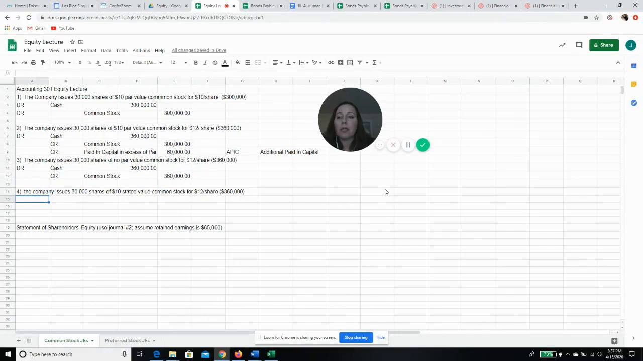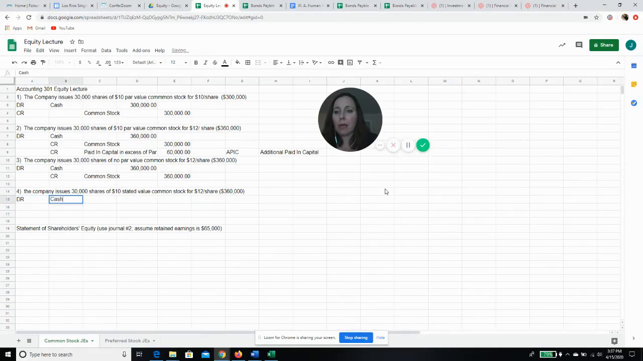The final entry, the company issues 30,000 shares of $10 stated value common stock for $12 a share. So it looks very similar to par value, right? We've got $10, but instead of a par value, it's a stated value. And we sold it for $12 a share. So we're still going to debit cash for $360,000 because that is the amount we received.